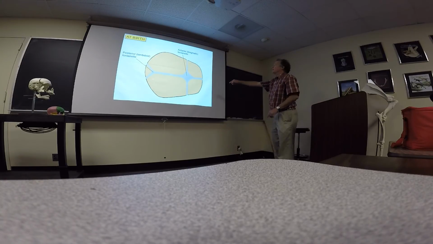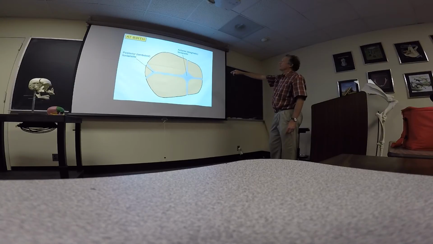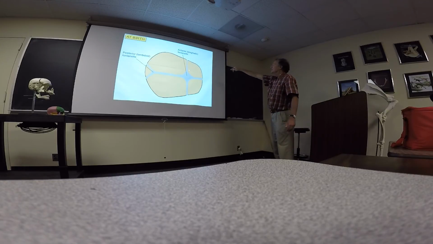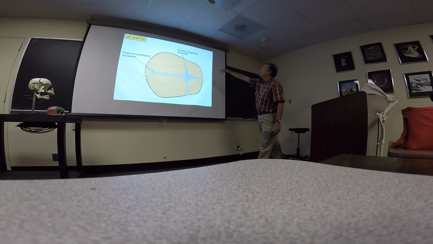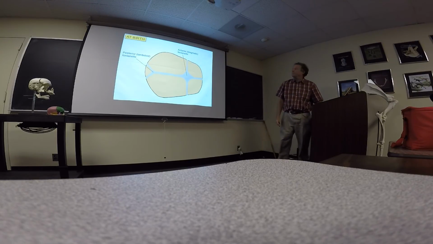So there's a big gap here, where your lambdoid suture is. This is lambda. And a big one here where bregma is. There's a great big opening because you've got four bones coming together. None of them has reached full size yet, so this suture doesn't exist, this suture doesn't exist, but you've got a huge gap in there and a huge gap in there.